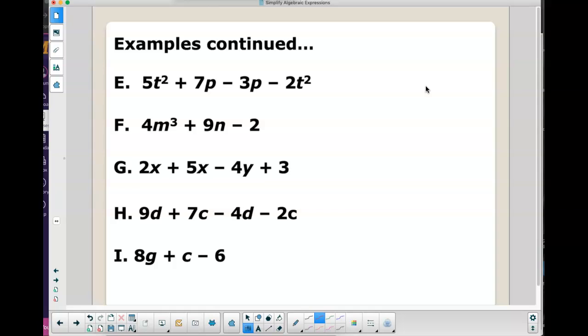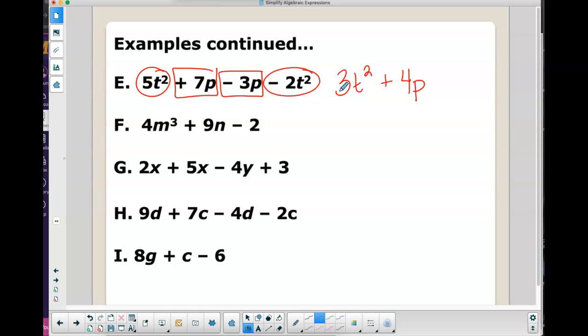Okay, so what'd you get for letter E? Anybody willing to share what you got? Tyler, go ahead. 3t squared plus 4p. You agree with that? Okay, because 5t squared minus 2t squared, 5 minus 2 is 3, and then 7p minus 3p is 4p, and it's positive, so we put plus 4p. Perfect.